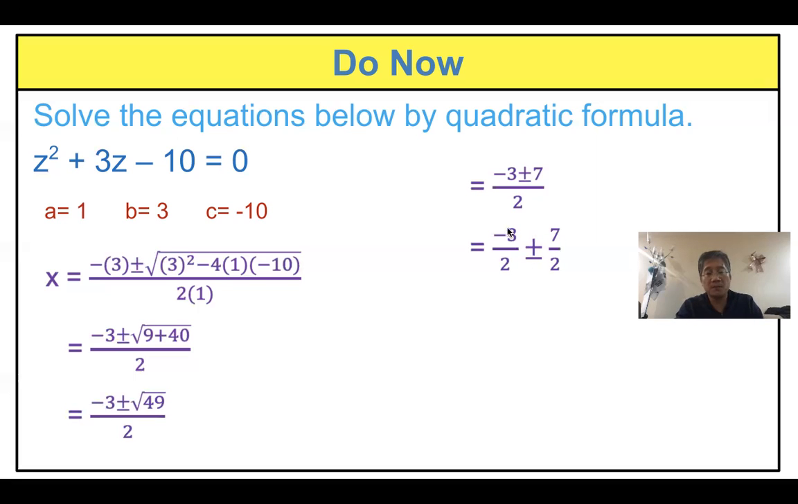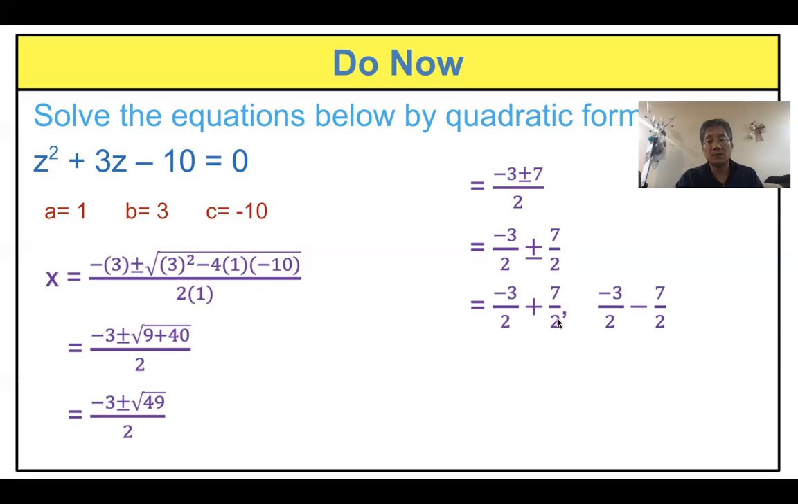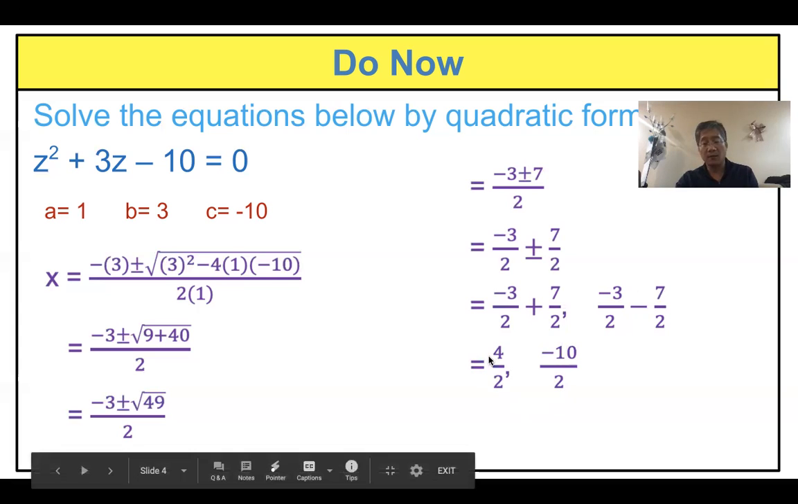You cannot simplify numerator and denominator, but we know that plus or minus is what? Two solutions combined. So you need to separate. One is negative 3 over 2 plus 7 over 2. The other one is negative 3 over 2 minus 7 over 2. Now you can simplify this, right? Because you have a common denominator, you can add negative 3 and 7, which is 4. Negative 3 minus 7 is negative 10. And eventually this will be 2, this will be negative 5.